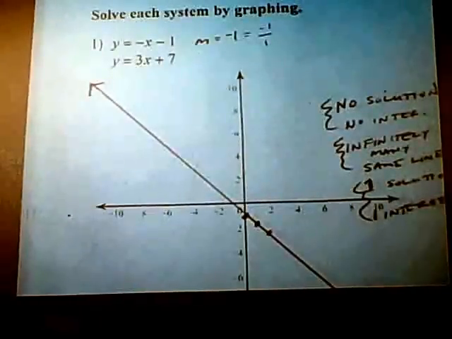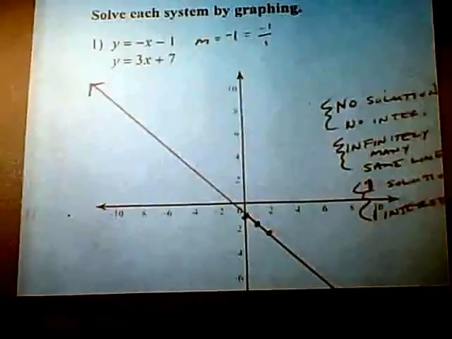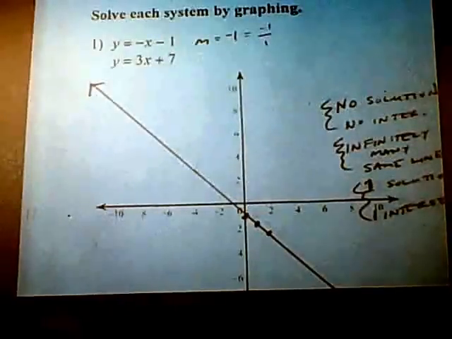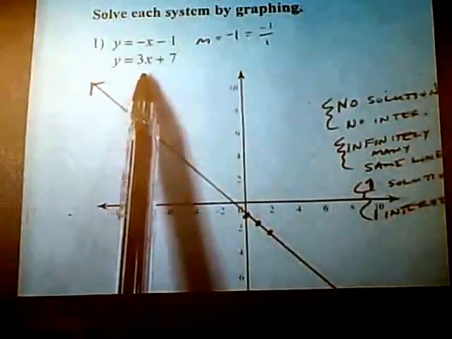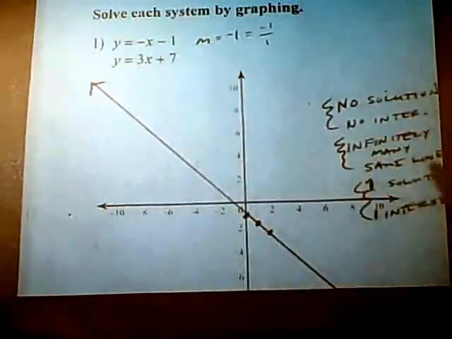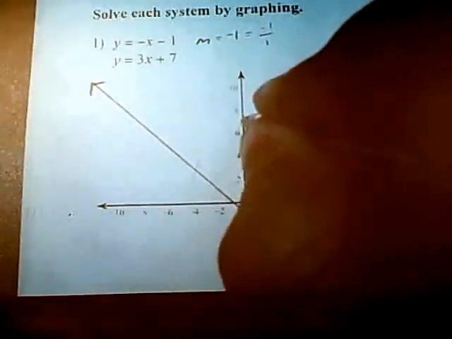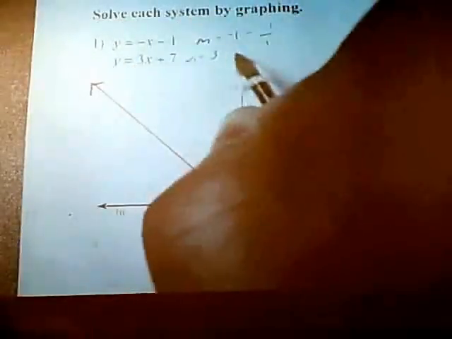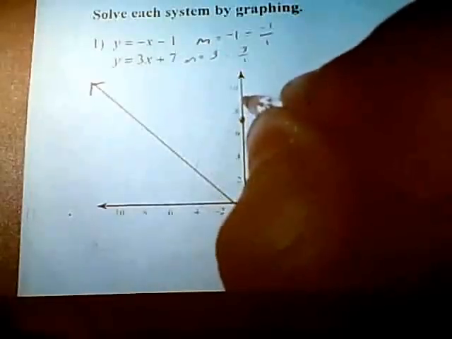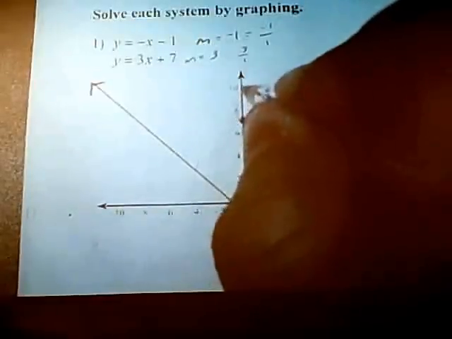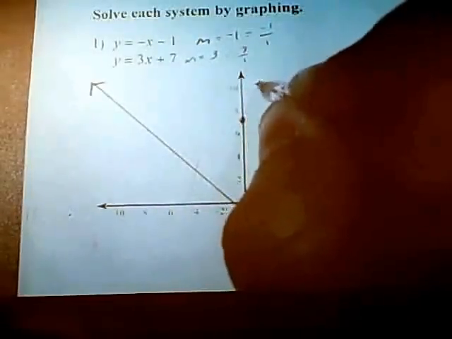All right, so let's look at the next one. On the next one, we have y equals 3x plus 7. I'm going to start at 7 on my y-axis. It's somewhere in here, right about there. And then I'm going to look at my slope, which is 3. It's the number in front of the x, which turns into 3 over 1. So then I'm going to go up 3: 1, 2, 3, and then over 1. It's right in there. And then I'm going to draw my line.